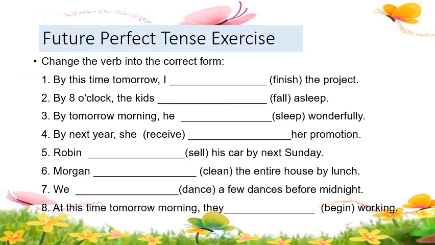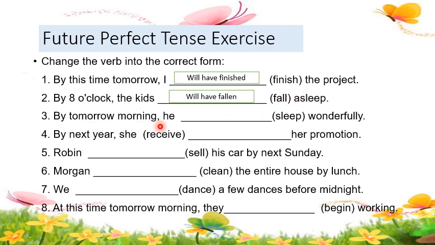For completing these sentences, we need to recall that in future perfect tense, we use the helping verb will have and the past participle form. So according to the structure, the first sentence will be, by this time tomorrow, I will have finished the project. By 8 o'clock, the kids will have fallen asleep.